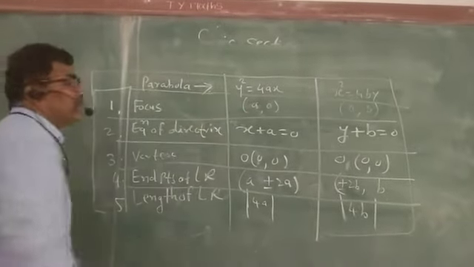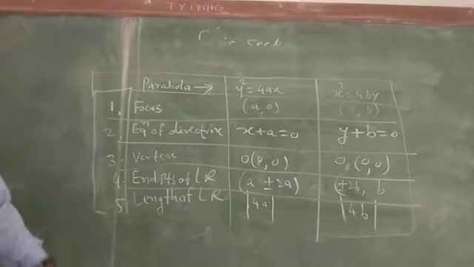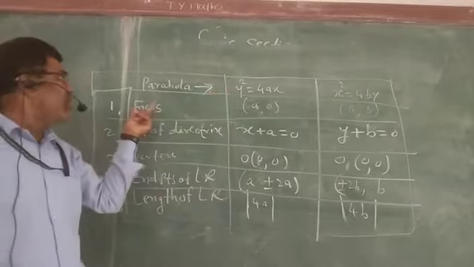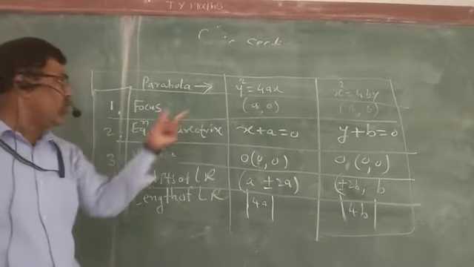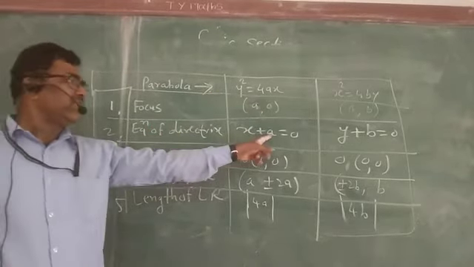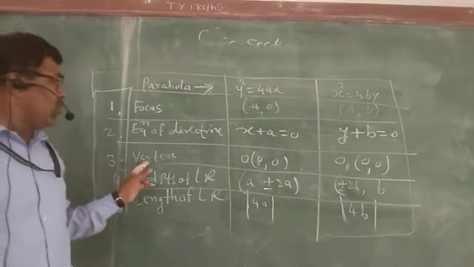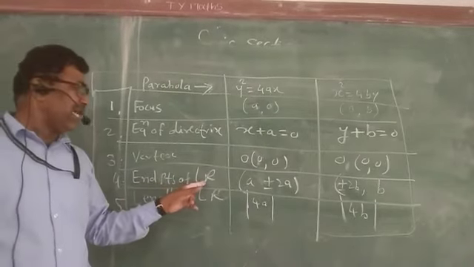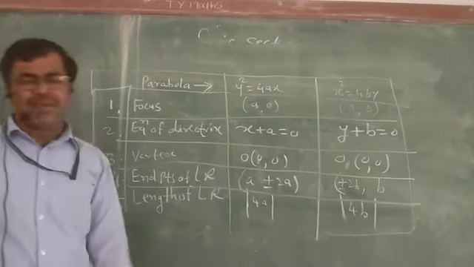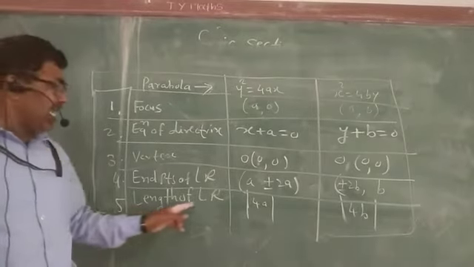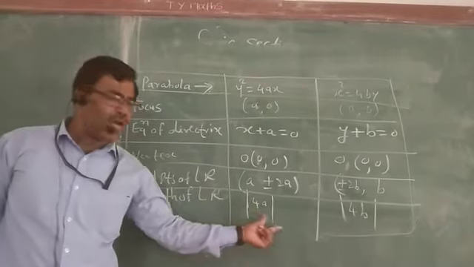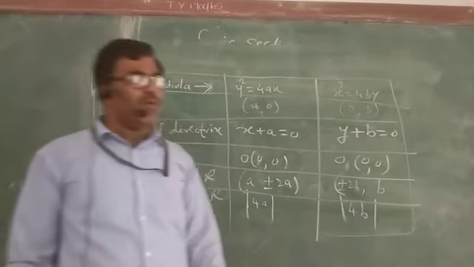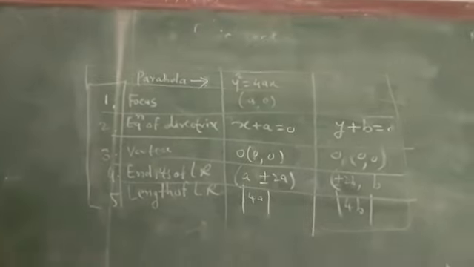Parabola. See over here. For parabola y square equal to 4ax, we know focus A, 0. Equation of directrix x plus a equal to 0. Vertex 0, 0. End points of latus rectum A, plus or minus 2A. Length of latus rectum mod 4a. Similarly for parabola x square equal to 4by.